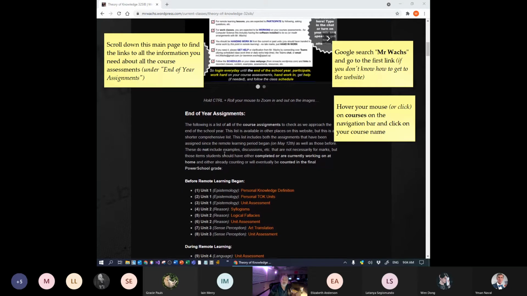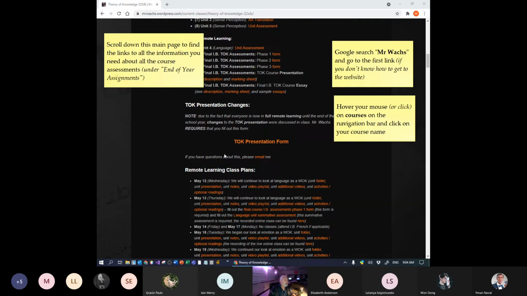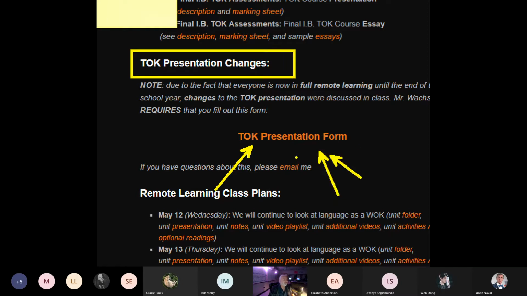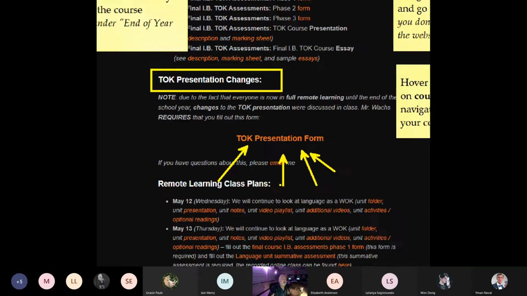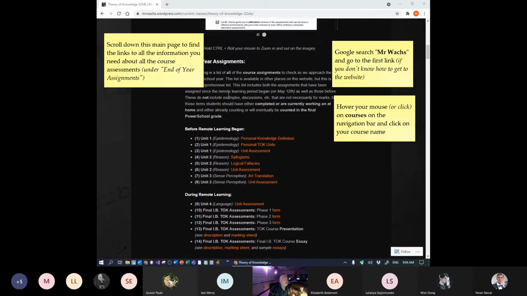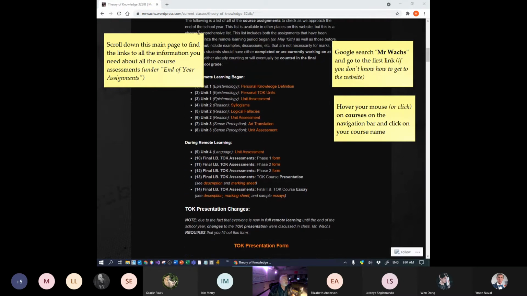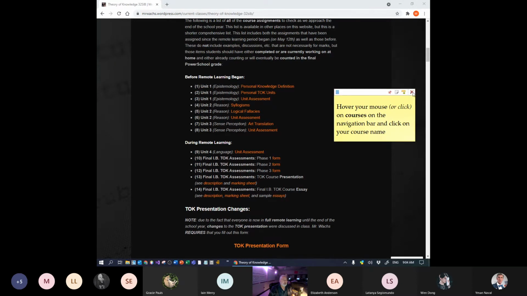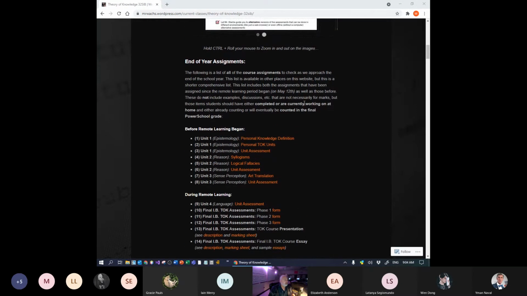And there was a question about the form for the alternative versions of the TOK presentation. It's just below that. So just below that, it should say TOK presentation changes, and there's the form right there for you to fill out, okay? I'll go over the details of what I have in that form in a minute, but I'm going to go back here to end of year assignments because I think that's important, right? We've got to get to these end of year assignments to wrap up the course, okay?